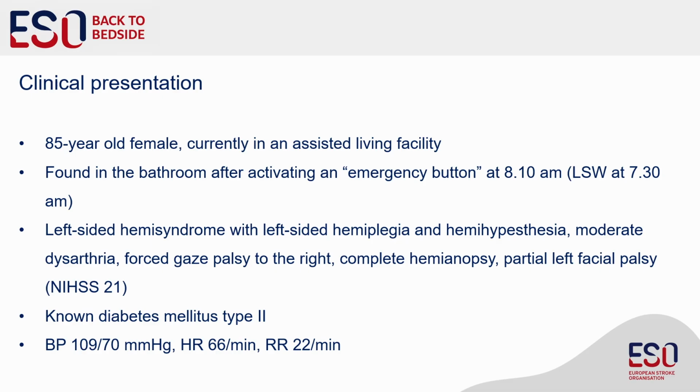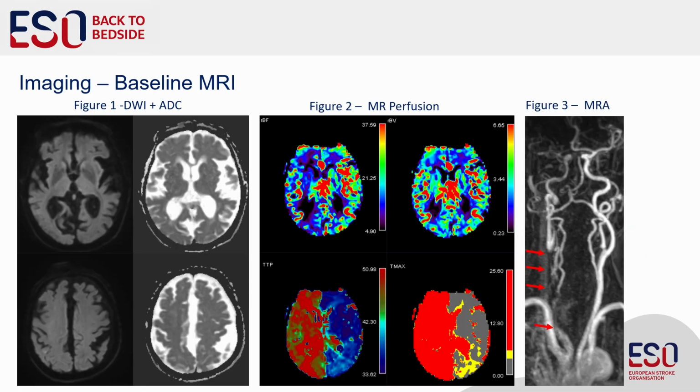She had no diabetes mellitus type 2, and on presentation her blood pressure was 109/70, which was slightly towards hypotension. She had a normal heart rate of 66 beats per minute, and she was mildly hyperventilating with 22 breaths per minute. So we performed the initial imaging, which in Bern is mainly acquired with MRI.